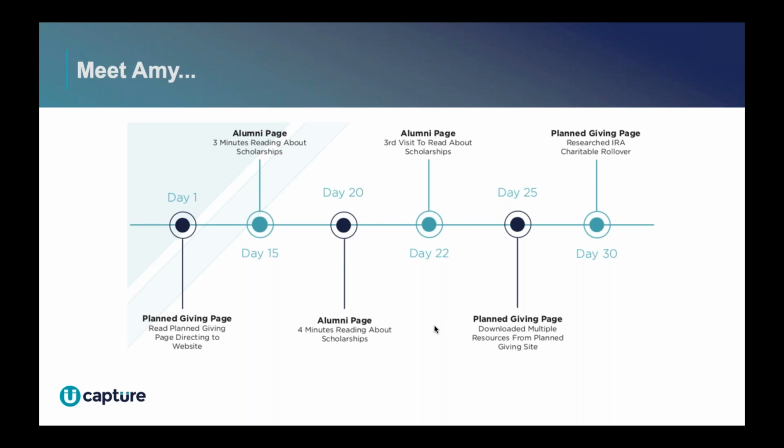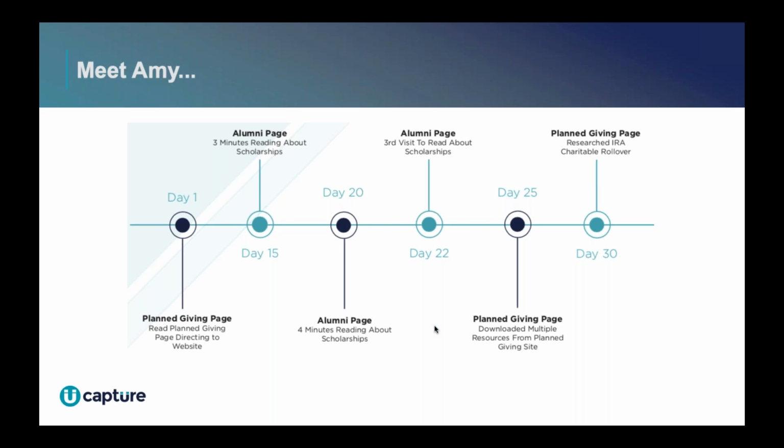And Amy clicked through a plan giving email, which drove her to the plan giving page. You'll see that on day 1. You'll see that 2 weeks later, Amy returned to the website. She returned organically, and she read about student scholarships. About a week later, she returned to read about scholarships again. Within a couple of days, she was back on the website, continuing to read about scholarships.